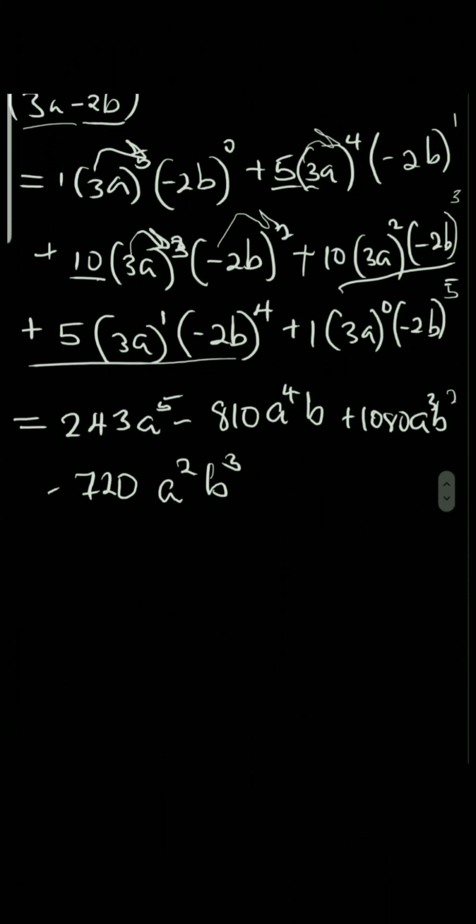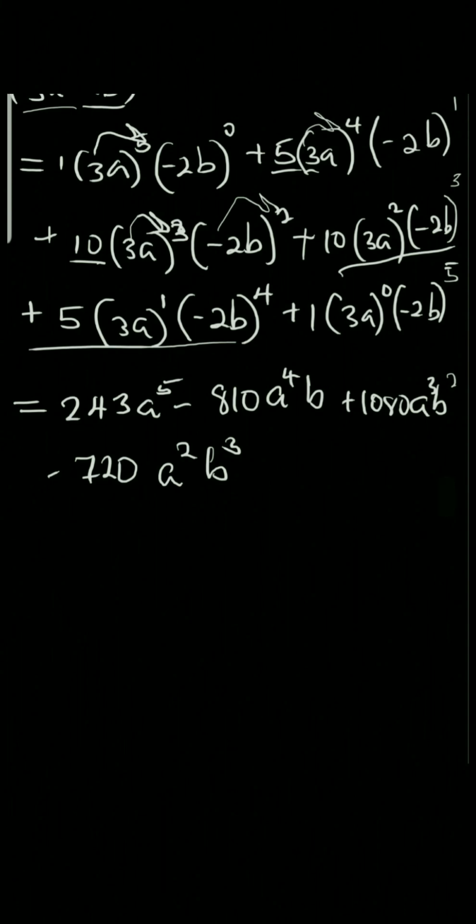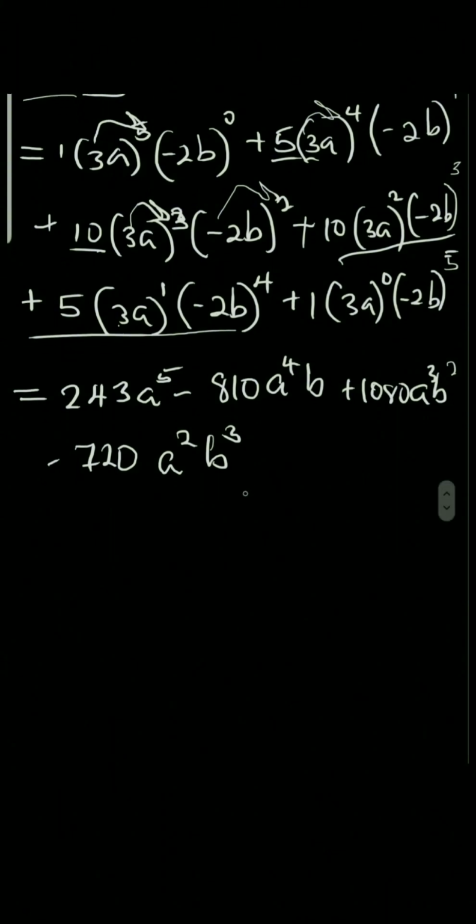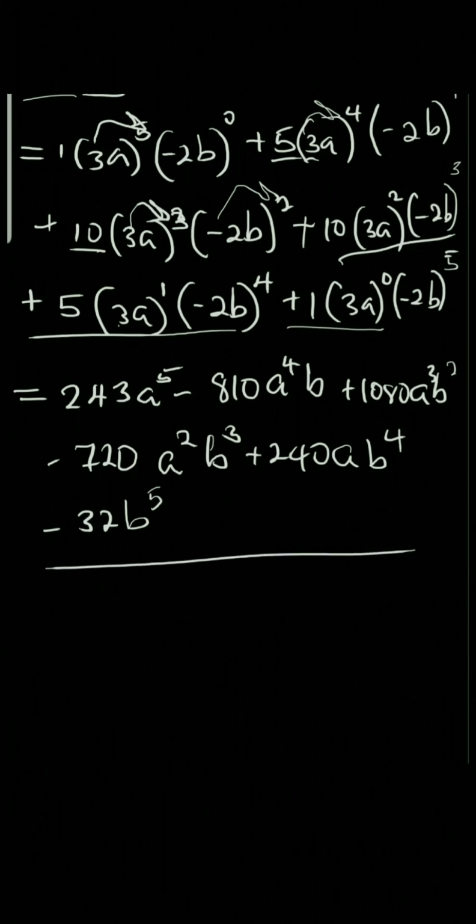Okay, we got the next one. Now this is 5 times 3a, which is just 15a. Then I have negative 2 to the power 4, which is 16. So we're going to have 15 times 16, which will give us a positive 240. So I have positive 240, then multiplied by a, then times b to the power 4. Then you come to the next one. The first two will just be ones. Then I have negative 2 to the power 5, which will give us negative 32. So I got negative 32 b to the power 5.